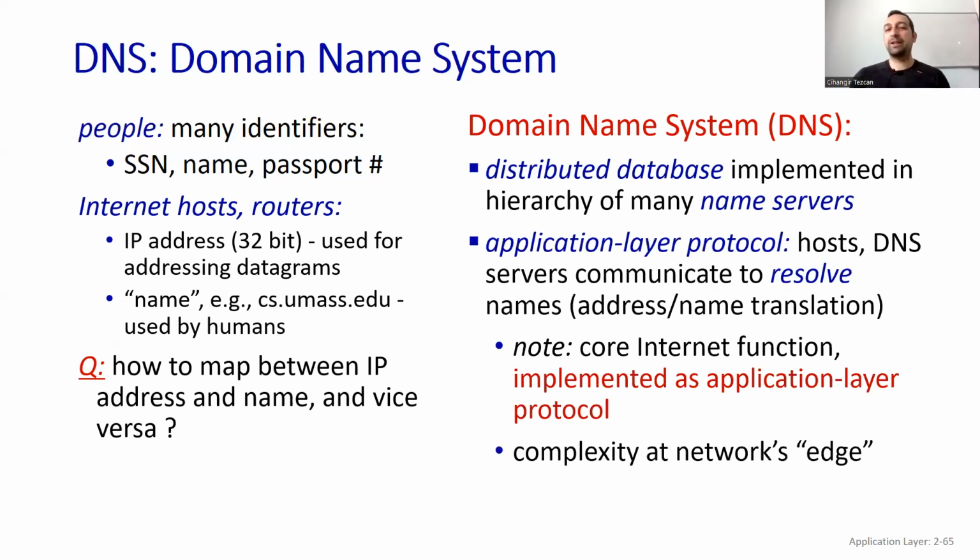So this is an application layer protocol. Host DNS servers communicate to resolve names. This is also address name translation. Note that this is a core internet function implemented as an application layer protocol.